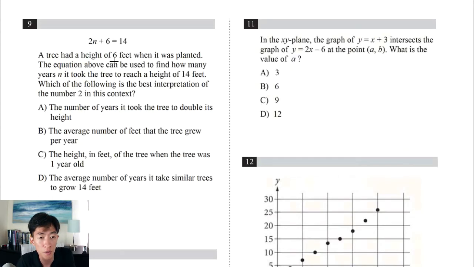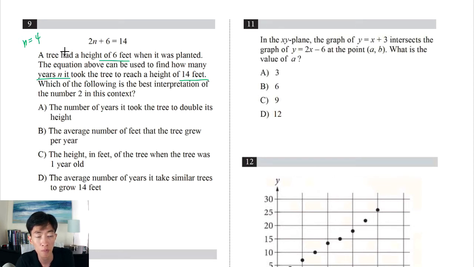Question 9. A tree had a height of 6 feet when it was planted. The above equation can be used to find out how many years n it took the tree to reach a height of 14 feet. Which of the following is the best interpretation of the number 2? So if you solve for n, you would subtract 6 from both sides. You get 2n equals 8, divided by 2. n is actually going to be equal to 4. And that tells you how many years it took the tree to reach 14 feet.